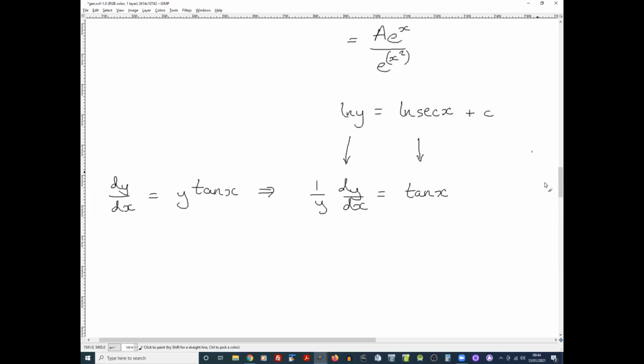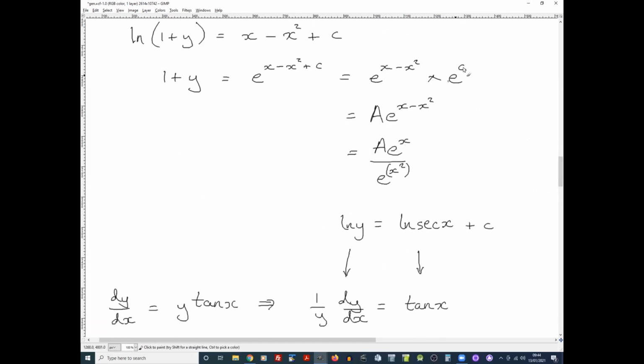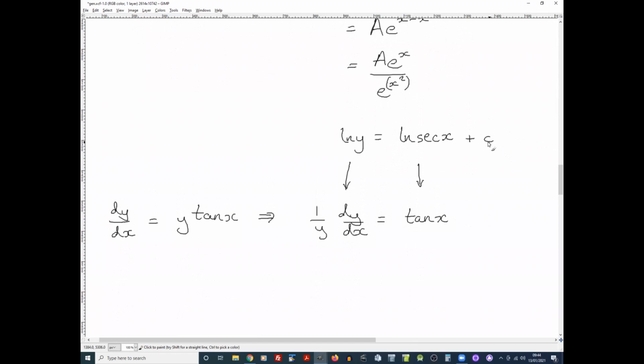By the way, here's the trick. Just so that you don't have to worry about, oh, I had e to the c and then I'm just calling that a. The trick is to just, instead of writing c here, write log a. And sort of 7 times out of 10, that'll help. Okay. Exponentiate. Yes, exponential of each side. Y equals sec x plus a. Y equals what? Sec x plus a. Ouch. Don't forget, you're exponentiating, if that is a word, the whole of each side.